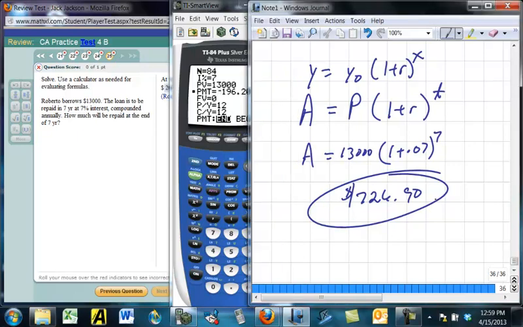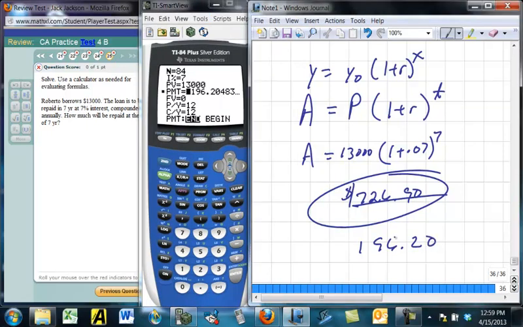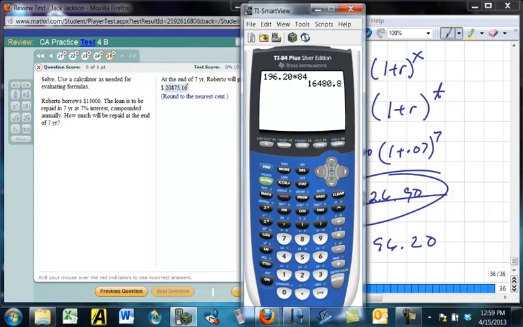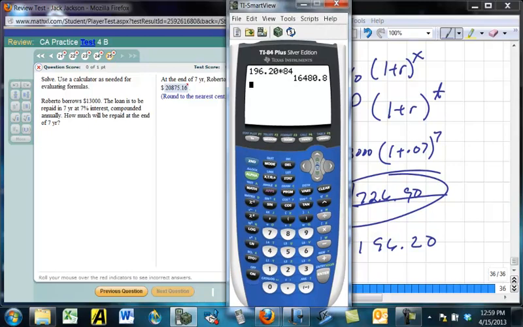A lot less. $196.20 per payment. But he's going to do that for 7 years. So how much did he pay altogether that way? $196.20 times 84 payments. He was out this much. Which is actually a little less because he's not paying it all off at the end. He's paying some of it as he goes. But notice how the calculator can figure that out. That's going to be pretty useful to you if you have to figure out, say, car payments, for example.